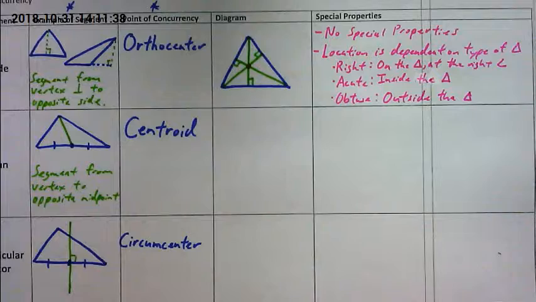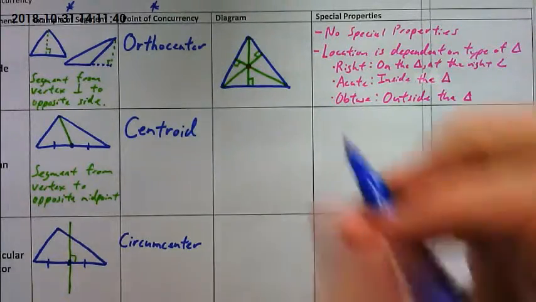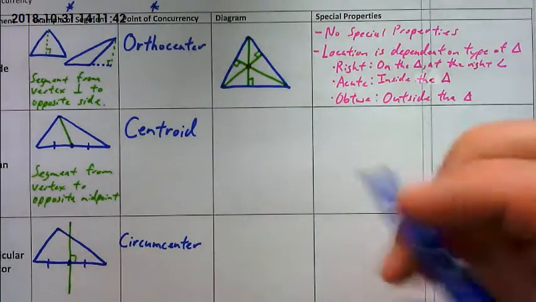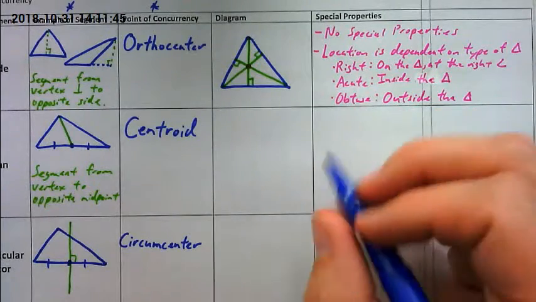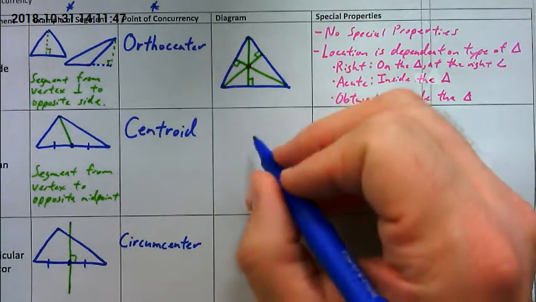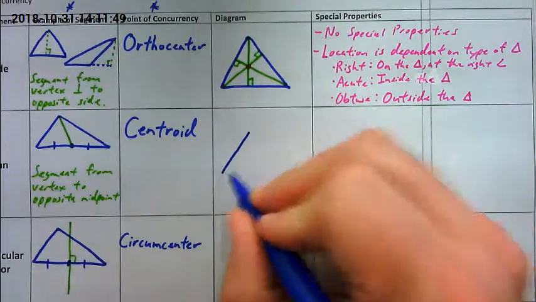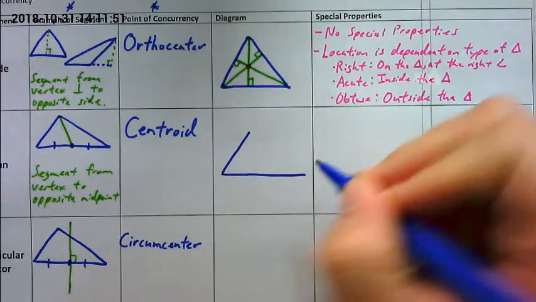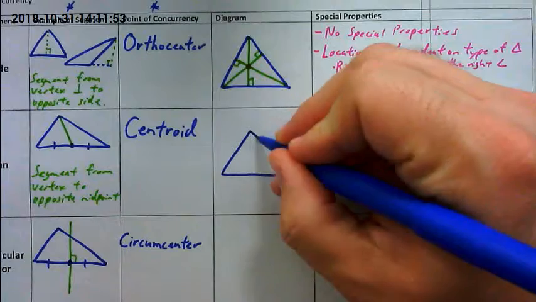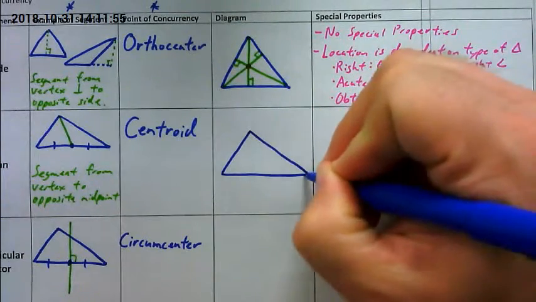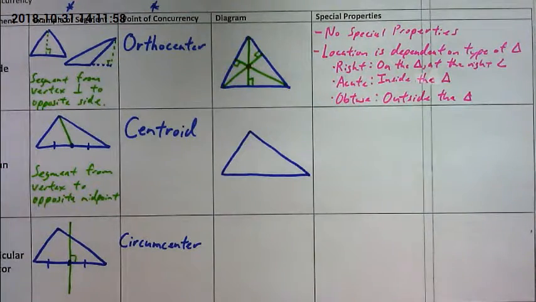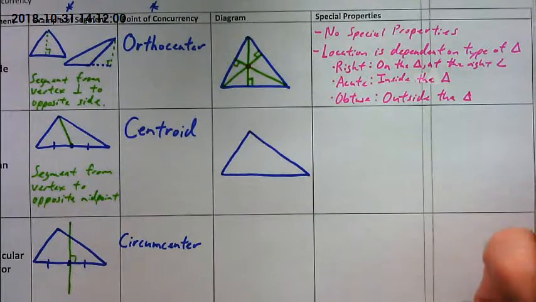Okay, the next one is the centroid. The centroid probably has the most properties that we're going to have to know. So first, I would draw a triangle. It doesn't really matter what type of triangle. I would say either acute or right would be fine. Obtuse would work as well, but let's draw a triangle. And then we're going to draw in all three medians.